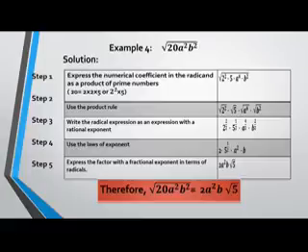Step 5 is to express the factor with a fractional exponent in terms of radicals. So the expression will become 2a squared b times the square root of 5. So therefore, the square root of 20 a4 b squared is just equal to 2a squared b square root of 5.